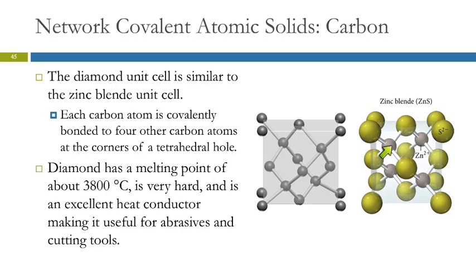So if this would be a carbon atom, it's covalently bonded to 4 other carbon atoms. When we talked about bonding, we learned that carbon likes to make 4 bonds, and it likes to do that in tetrahedral geometry, and that's what it's doing in the diamond structure. Diamond has a melting point of about 3,800 degrees Celsius, which is really, really high. It's very hard. It's an excellent heat conductor.